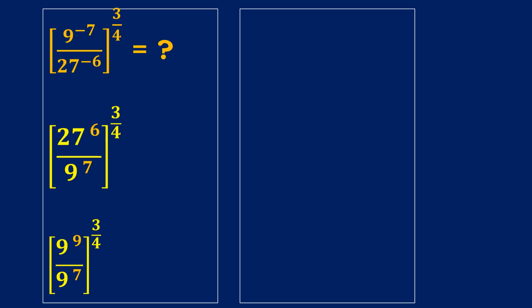It is noticed that numerator and denominator values share the same base, which is 9. If bases are common in the division, then subtract the powers. As a result, 9 power 9 by 9 power 7 becomes 9 power 2. So the fraction becomes 9 square whole power 3 by 4. We can write 9 square as 3 power 4. Using the formula a power m whole power n is a power m into n, then 3 power 4 into 3 by 4 is 3 power 3. Then the final result is 27.